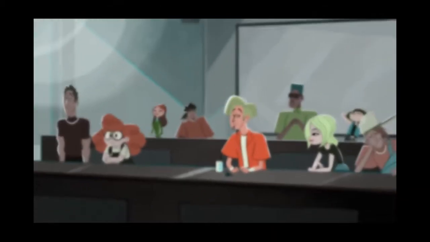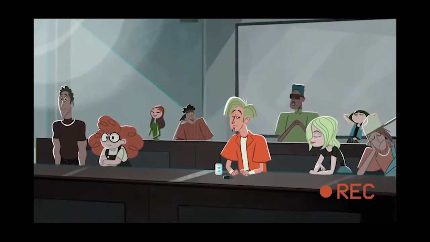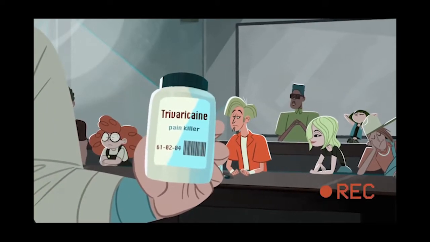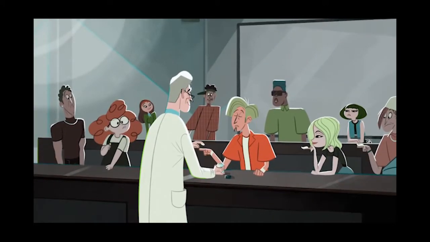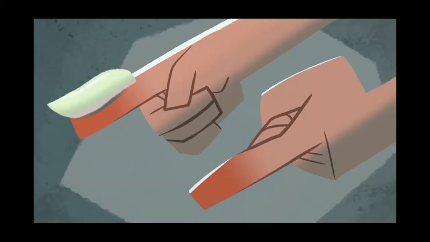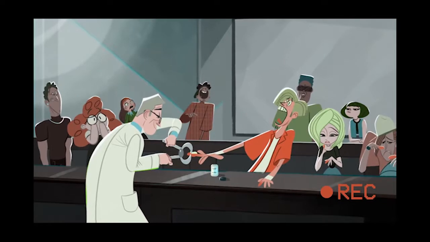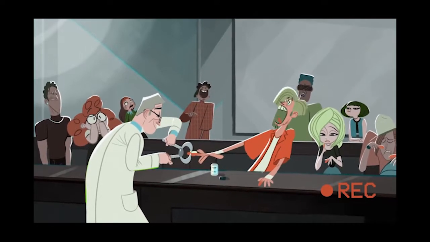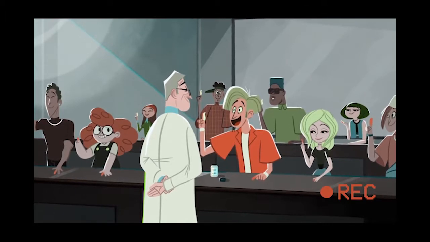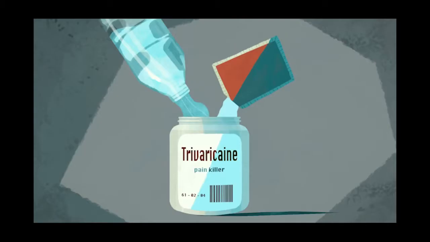In 1996, 56 volunteers took part in a study to test a new painkiller called Trivaricaine. On each subject, one index finger was covered in the new painkiller, while the other remained untouched. Then, both were squeezed in painful clamps. The subjects reported that the treated finger hurt less than the untreated one. This shouldn't be surprising, except Trivaricaine wasn't actually a painkiller, just a fake concoction with no pain-easing properties at all.